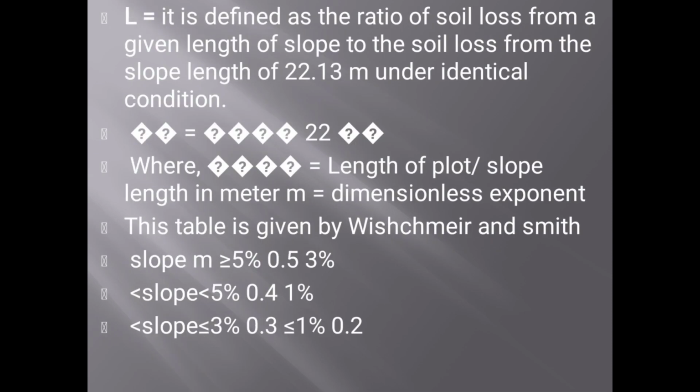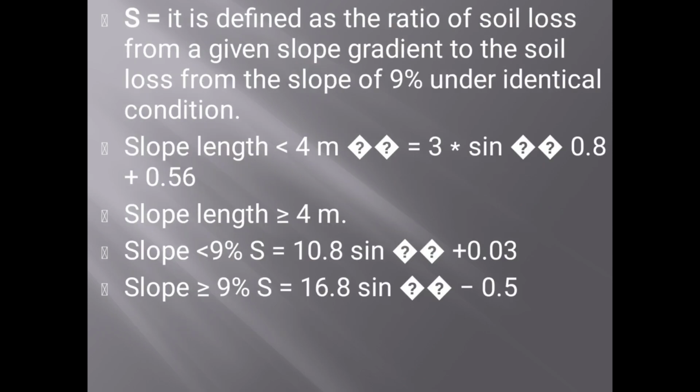Next, L is defined as the ratio of soil loss from a given length of slope to the soil loss from a slope length of 22.13 m under identical conditions, where the length of the plot slope is in meters and m is a dimensionless exponent. The table given by Wischmeier and Smith shows m equal to 0.5 for slope greater than or equal to 5%, 0.4 for slope less than 5%, 0.3 for slope less than or equal to 3%, and 0.2 for slope greater than or equal to 1%.